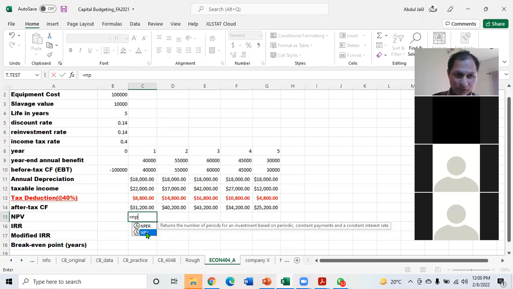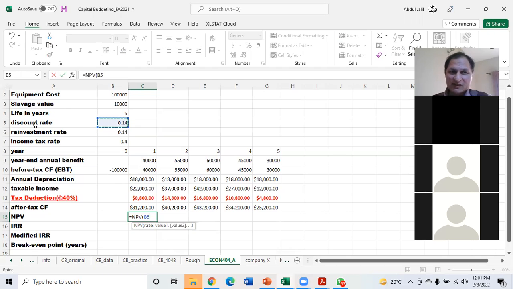NPV is the formula you will apply. Now you already know what values they are asking. Rate, meaning what is the discount rate you are going to use. This is the discount rate, already mentioned, and again you have to fix this discount rate cell. So you have to press F4, it is important, then comma. Otherwise, once you scroll down, the row will change, so don't forget to press F4.